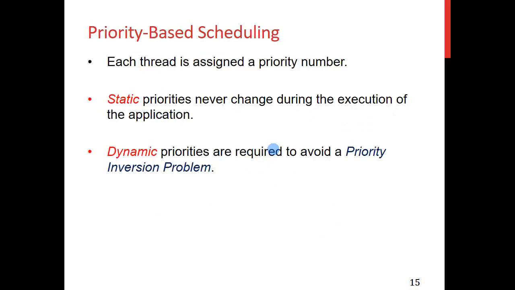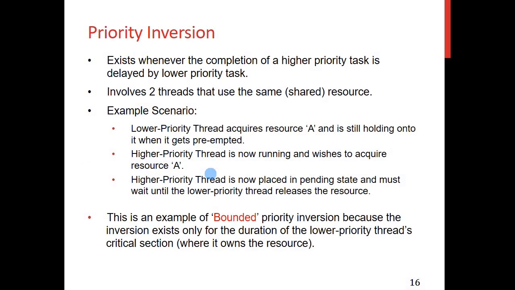As you can see in a preemptive based system, the priority is very important. There are two manners in which you can assign priorities. One is called static, which means they are fixed and do not change at all during the entire execution. The other is what we call dynamic, where the priority of a task may change during runtime. This is to avoid a priority inversion problem. So what is a priority inversion problem?